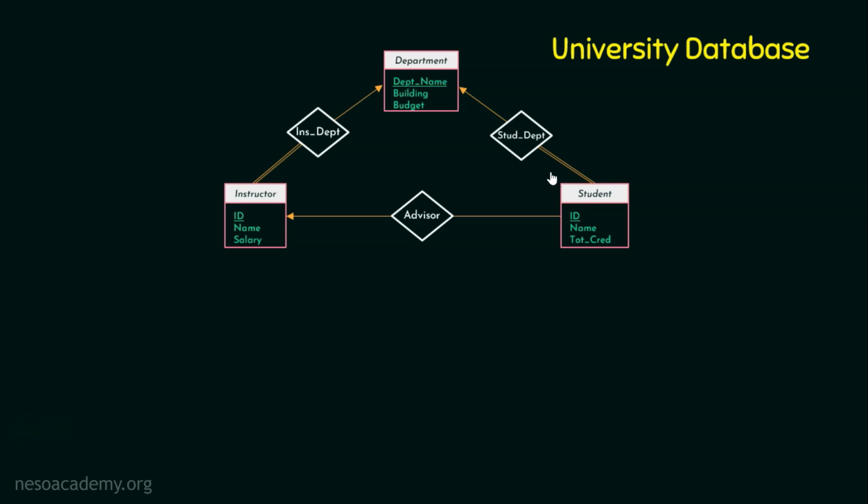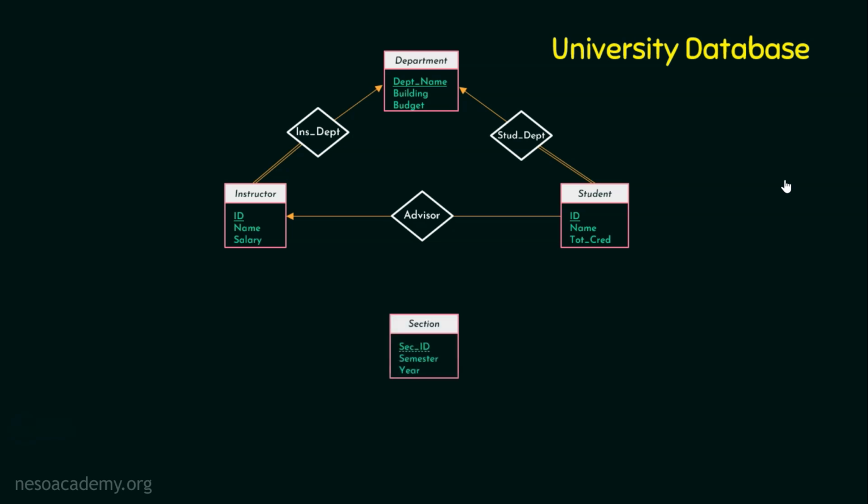And what about the participation constraint here? This also has a total participation because all the students will definitely belong to some department. So all the students will be participating in this relationship with the department entity. I hope things are clear to you now. University is not limited only to these entities. We have a lot more entities.